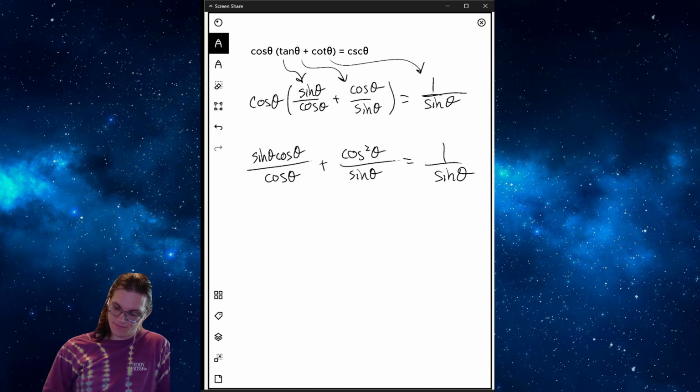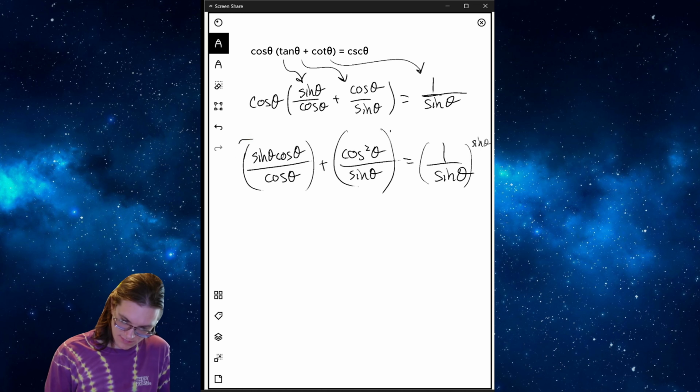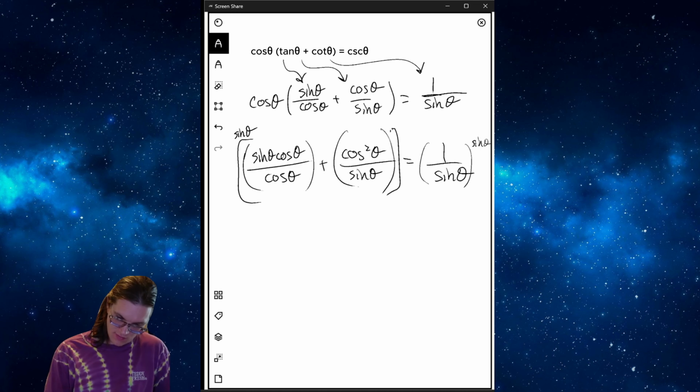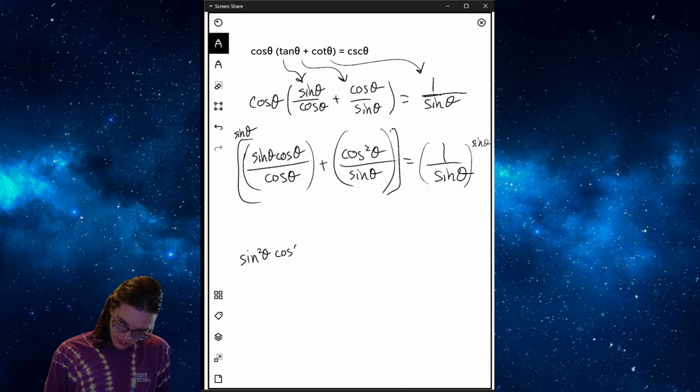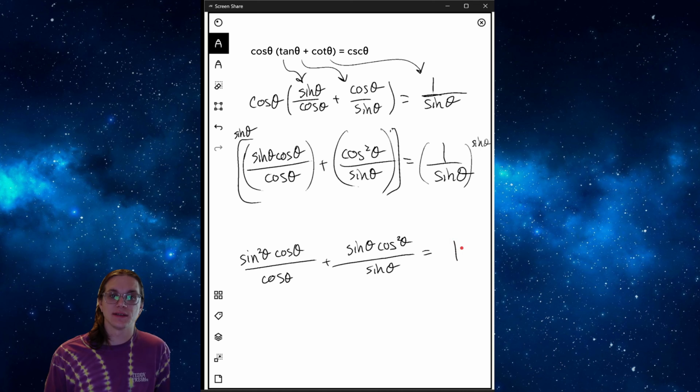Okay, interesting. Then we might say, how can we make these work better together? So if I multiply this side by sine theta, we're just going to be left with 1. If I multiply this whole thing by sine theta over here, we're going to get sine squared theta cosine theta over cosine plus, you just distribute the sine, plus sine theta cosine squared theta over sine. It's getting interesting. And remember, that's equal to 1.